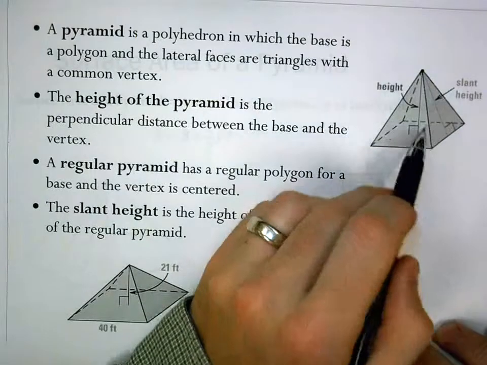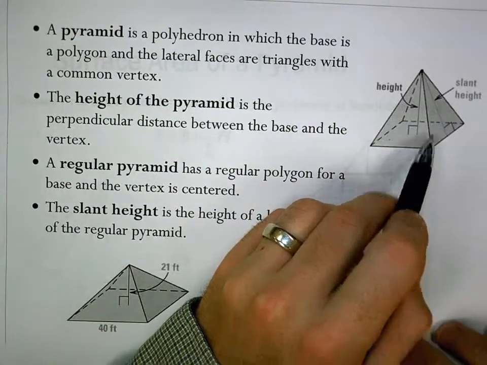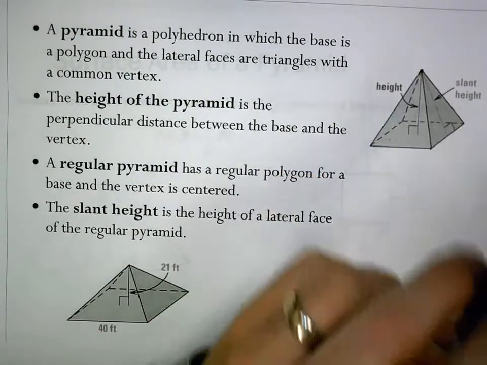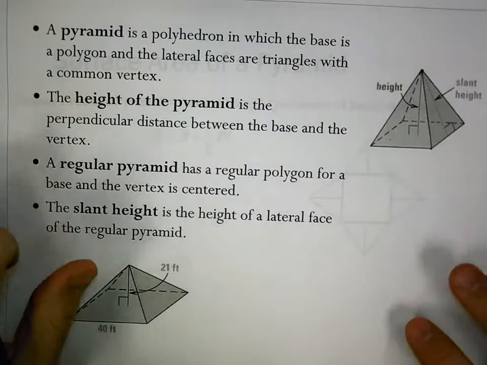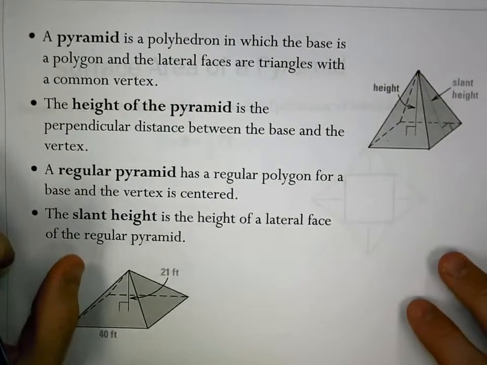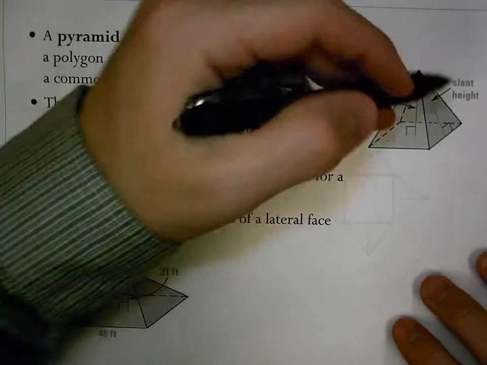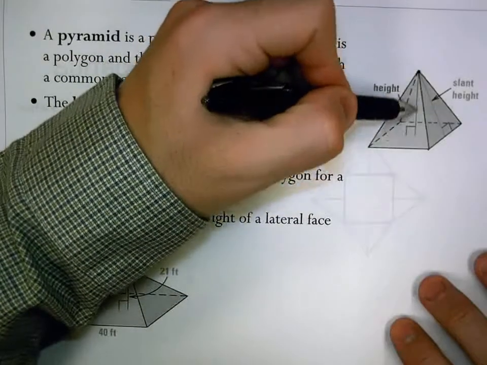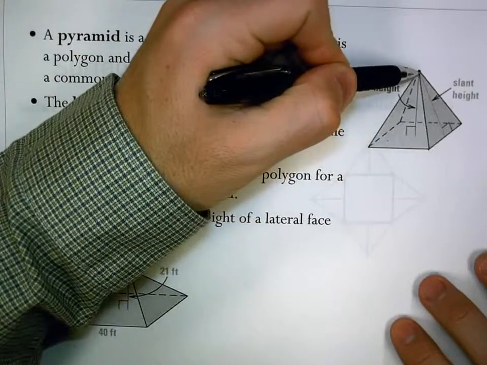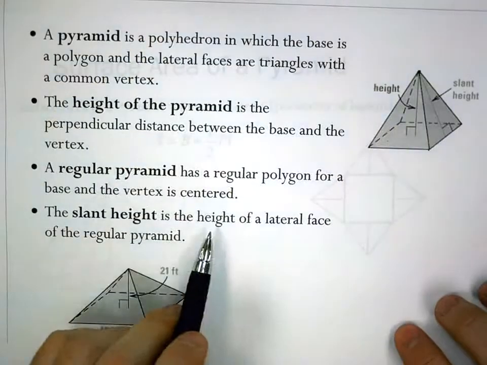So we have a base, and then each vertex at the base connects to that vertex at the top, and that's different than a prism. The height of the pyramid is going to be that perpendicular distance between the base and the vertex. If we wanted to measure how tall the pyramid would be, that would be the actual height.